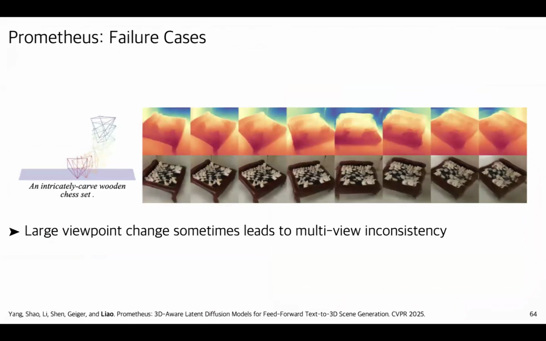However, as I mentioned before, because now we generate everything in the image space, we need to do the projection to concatenate everything in 3D. So when we have large viewpoint changes, this may lead to multi-view inconsistency. This is some failure case that we obtained.